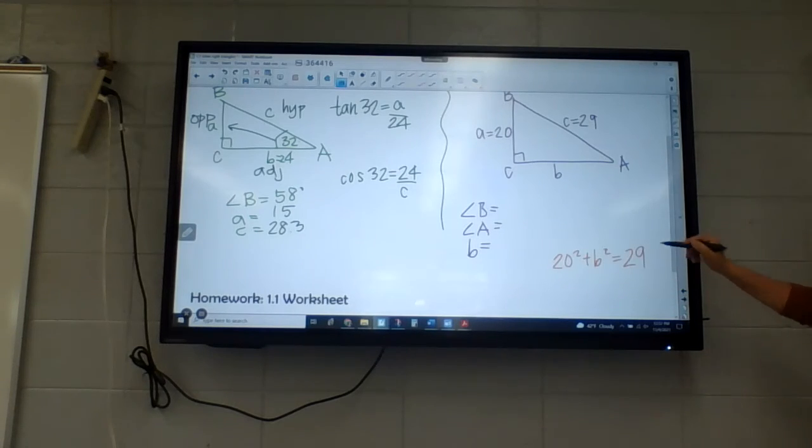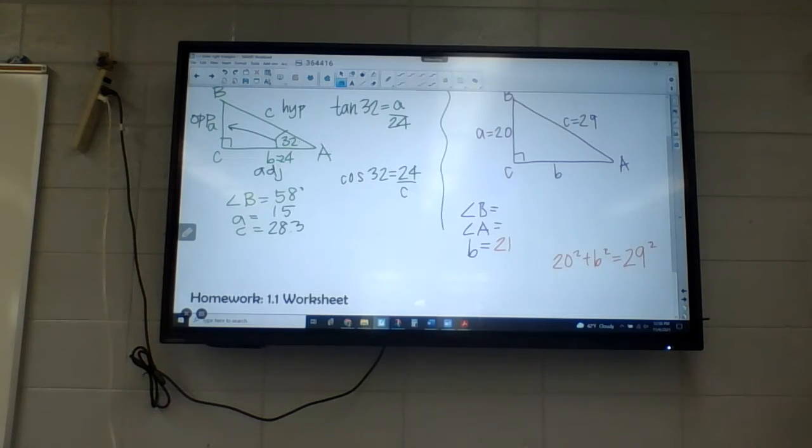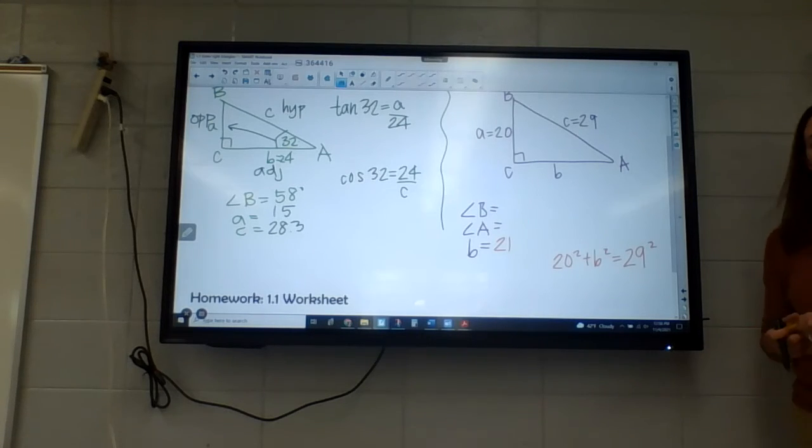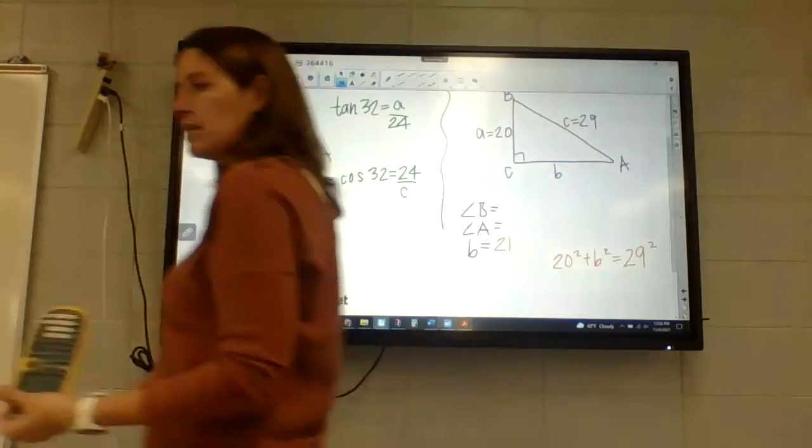So remember, it's kind of like our warm-up question where we actually end up subtracting these two. I move that 20 squared over, then take the square root, and I find out that b actually is 21 in this case. That works out very nicely because it's a Pythagorean triple, which means we don't have any decimals for our side lengths. Now our angles will be decimals though. So we have our side b is 21.